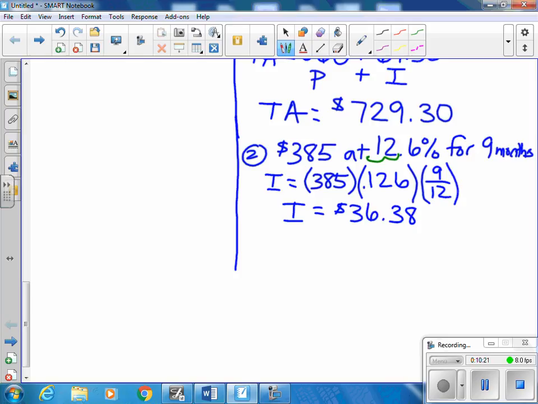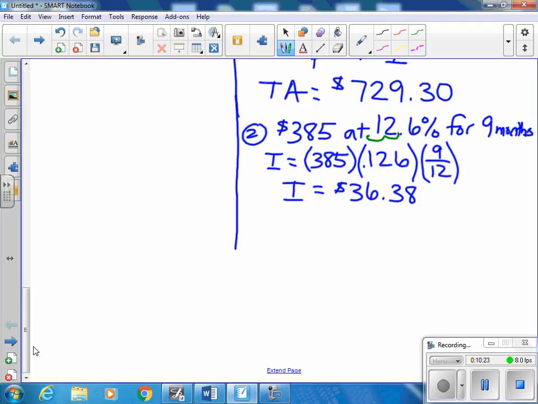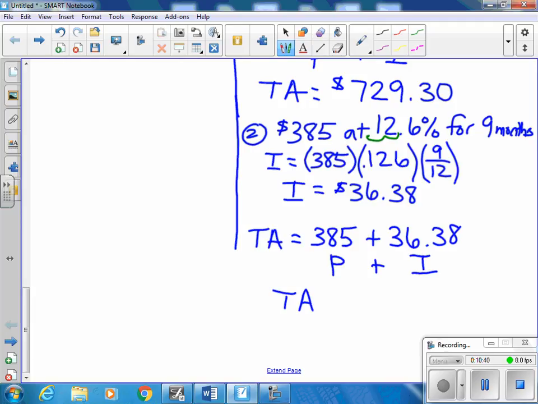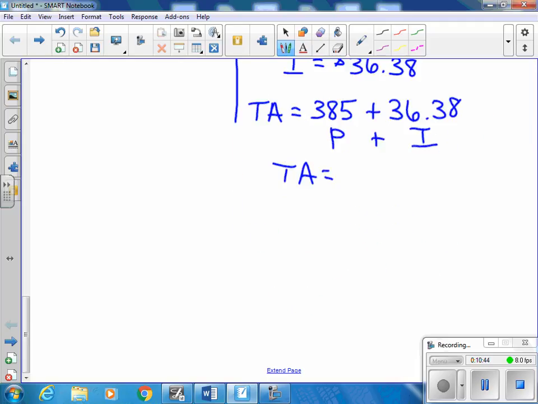The final answer wants to know what is the total amount, right? So again, you go back and you add the principal and the interest. Okay, so that'd be $385, which is the principal, plus $36.38. Again, it's principal plus interest, gives you the total amount, right? So in this case, the total amount after 9 months of investing this money or borrowing this money, right, is $421.38 rather than the $385 you started with.